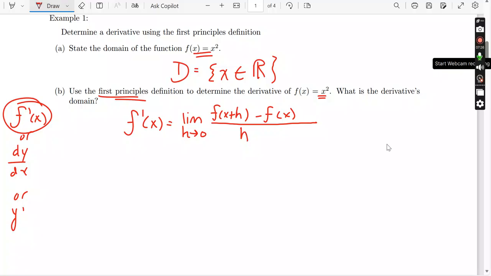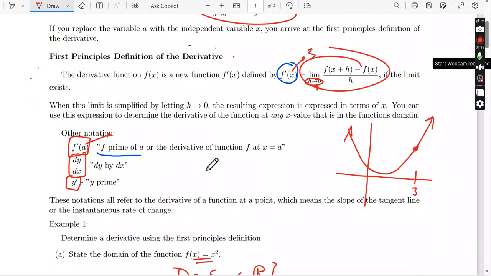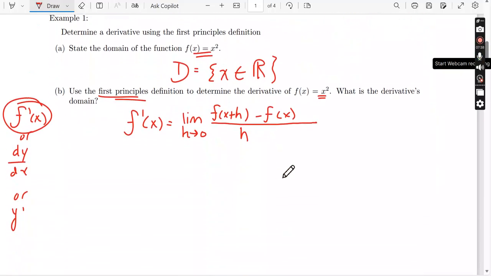Okay, so this formula was just copied from up here. Obviously, instead of a, it's x. So now I just sub it in. Limit as h approaches 0. Now, what is f of x plus h? Well, first off, I know what f of x is. f of x is x squared. So I'm going to replace that first. Okay, x squared.